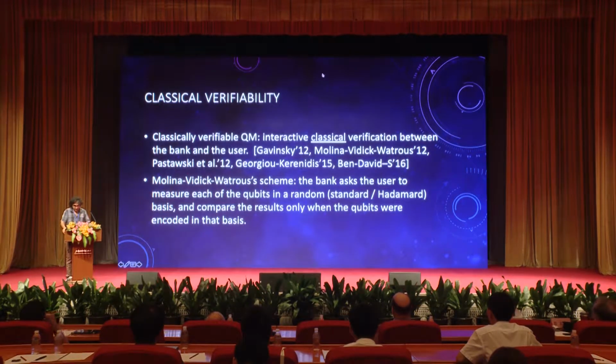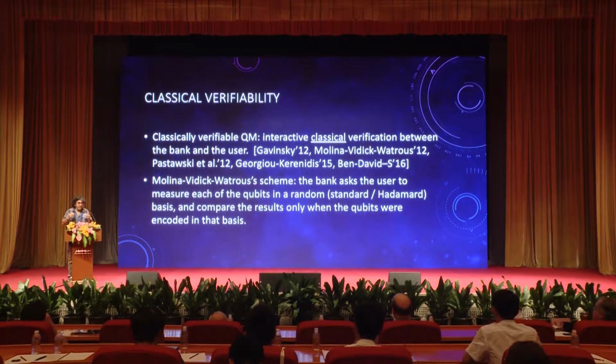So in their scheme, to verify, the bank asks the user to measure each one of the qubits in the standard basis or the Hadamard basis uniformly at random, but independently of the way that the money was created, right? So just to measure each one of the qubits in a random basis. And the bank then compares the results only on the places in which the money was created that way. And they show that this also provides exponential security.